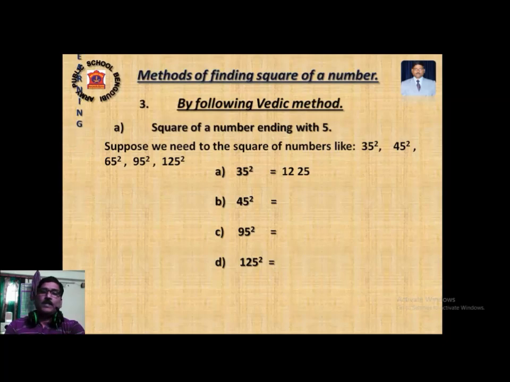Similarly, in the case of 45 square, one result is common, 25, and leaving 5, what is the next digit? 4. You have to multiply it by 5, one more, that is 4 5 is 20. That means 45 square is equal to 2025. Similarly, in the next number, 95 square. 5 square is 25. Leaving 5, what is the next number? 9. One more, 10. So 9 10 ja what? 90. So 95 square equals 9025.